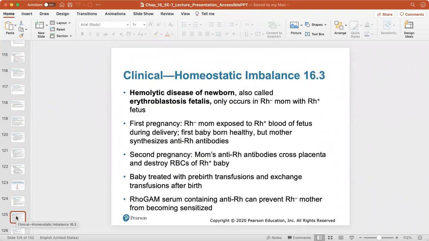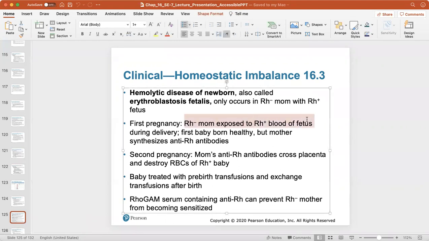Hemolytic disease of the newborn is also called erythroblastosis. This occurs when an RH negative mom has an RH positive fetus. So during the first pregnancy, the Rh negative mom is exposed to the Rh positive blood, and the mom will begin to create antibodies against that Rh positive factor. The first baby is born healthy, but if we have a second pregnancy, the mom's anti-Rh antibodies could cross the placenta and destroy the Rh positive blood of a second pregnancy.